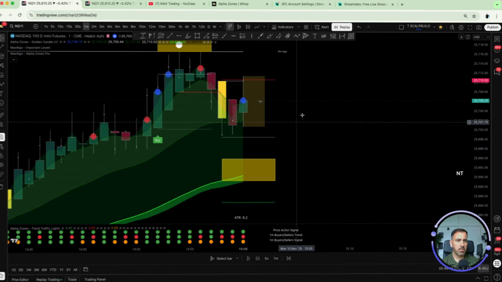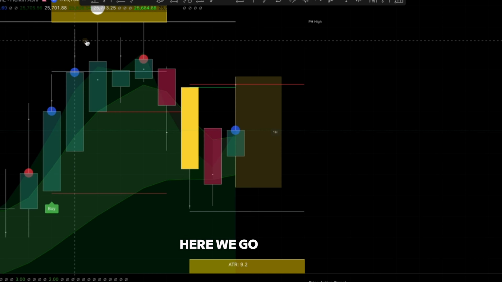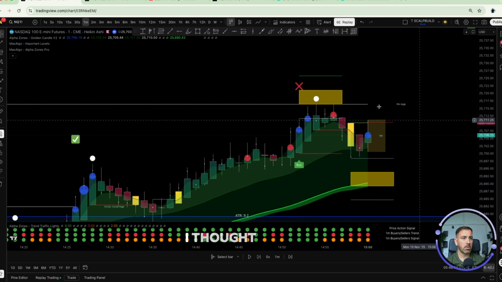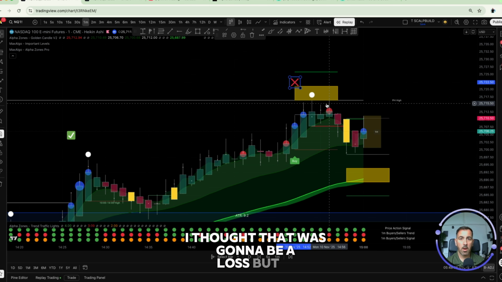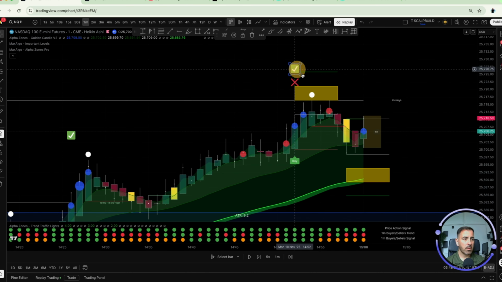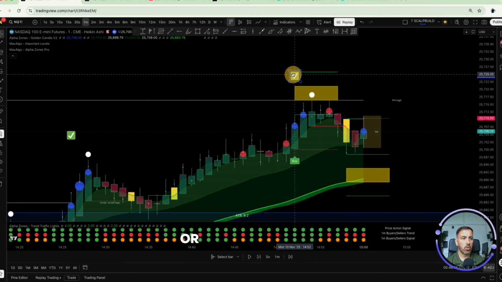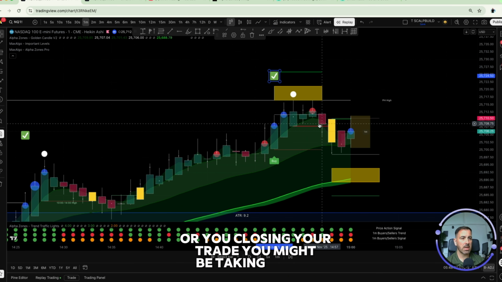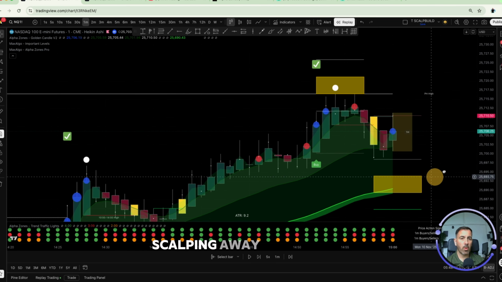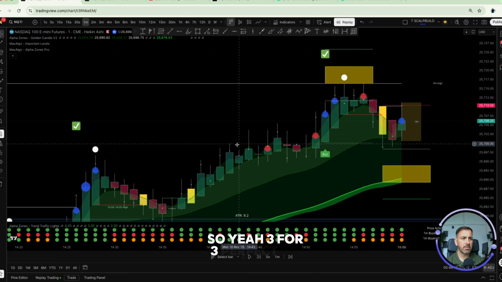And ooh, does that hit? I might have made a mistake here. There we go. Actually, that does hit TP1. So I thought that was going to be a loss, but it is not. Okay, so on the TP1, you're either taking profit here, or you're closing your trade. You might be taking profit, going break even, or you might just be scalping away, just chipping away at those base hits. So yeah, 3 for 3, perfect.